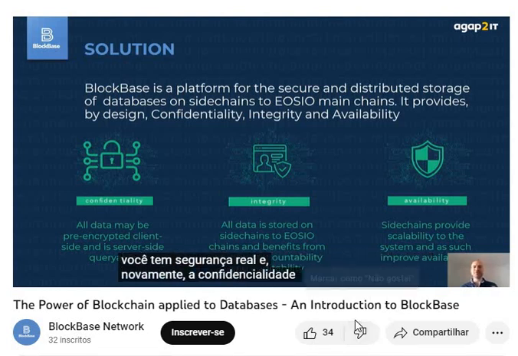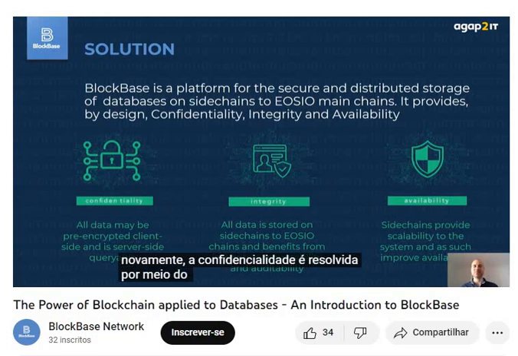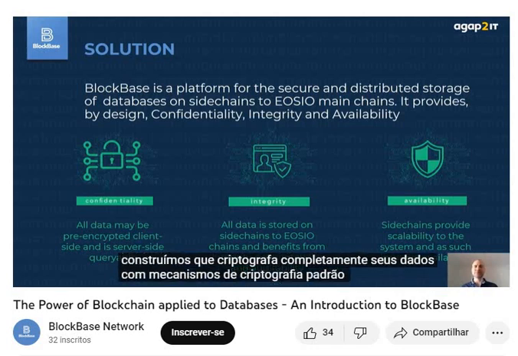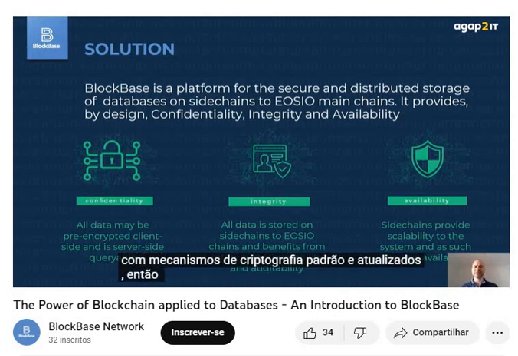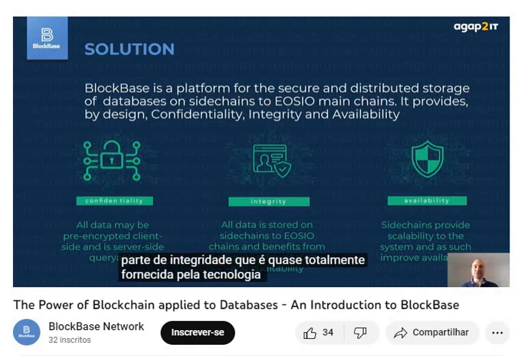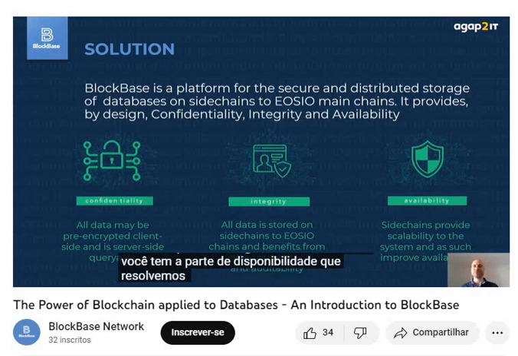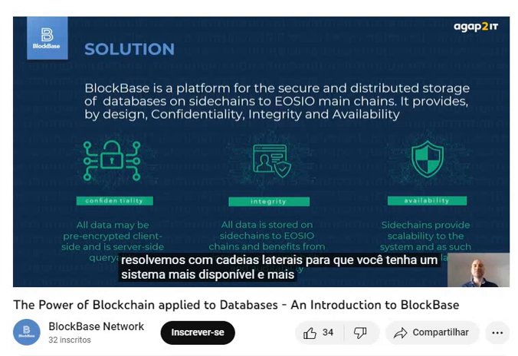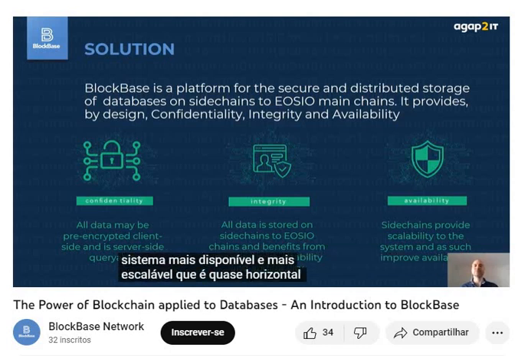And again, the confidentiality is solved through the encryption mechanism that we've built that completely encrypts your data with standard, up-to-date encryption mechanisms. Then you've got the integrity part that's almost completely given by blockchain technology. And then you've got the availability part that we solve with sidechains. So you have a system that is more available and more scalable. That's almost horizontally scalable.